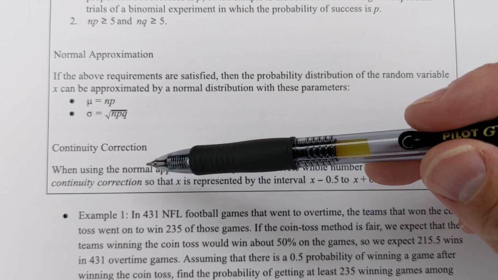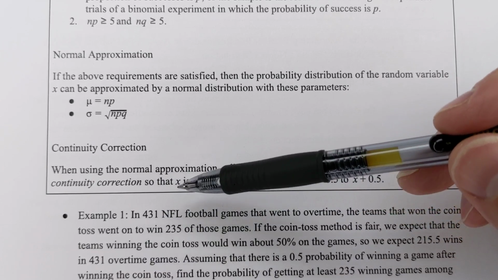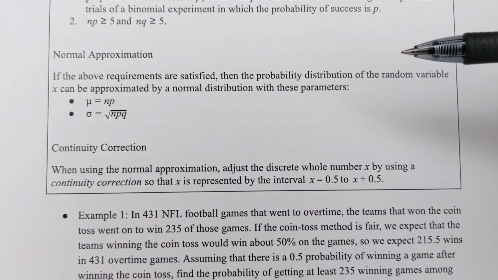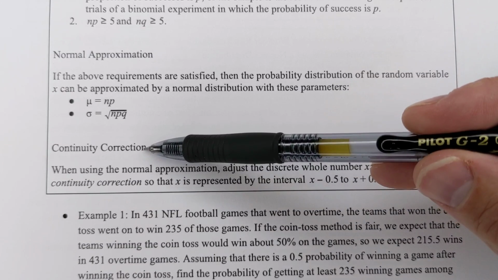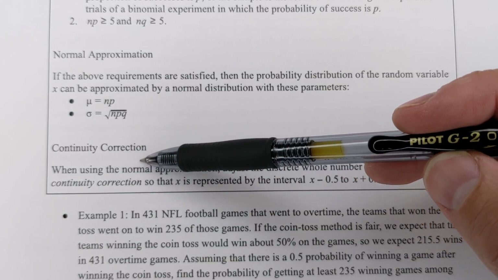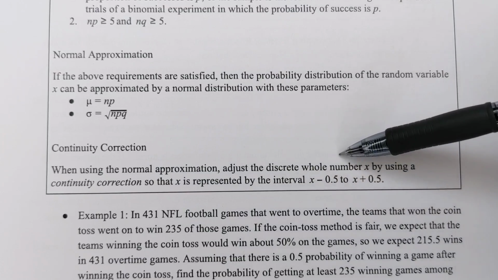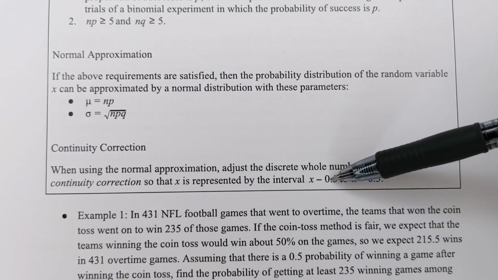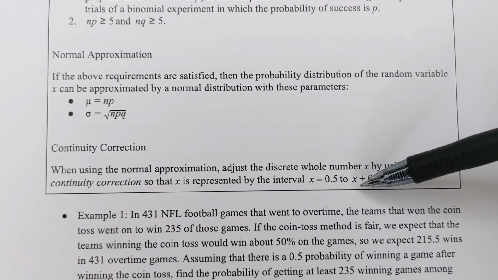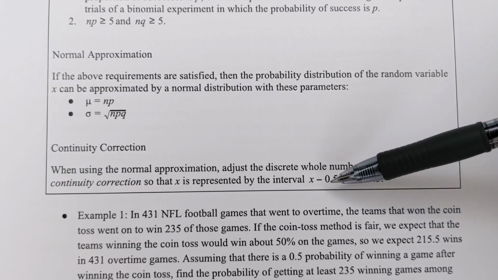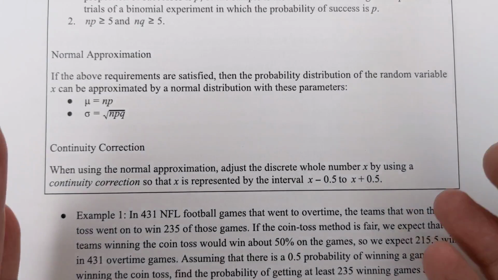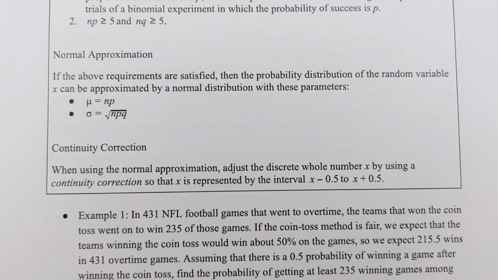Now, the problem here is that lots of things we talk about are not necessarily continuous measurements. Like you can't have 4.5 coin flips. You can have 4 or 5. So that's what this continuity correction deals with. So it says when using a normal approximation, adjust a discrete whole number x by using a continuity correction so that x is represented between x minus 0.5 to x plus 0.5. So if I'm looking for exactly 15, I'd go between 14.5 and 15.5 because those would round essentially to 15.